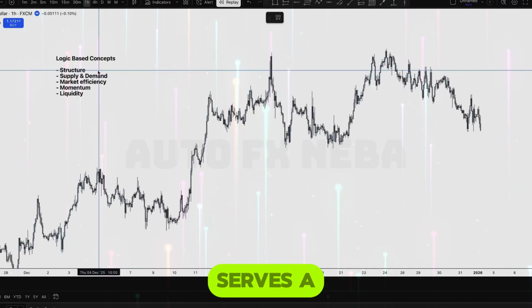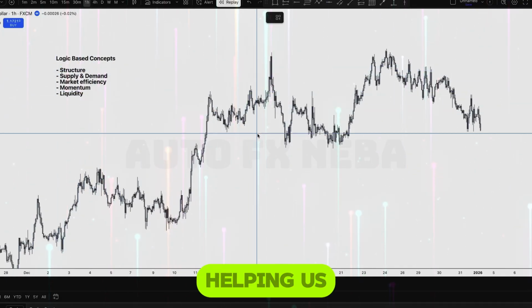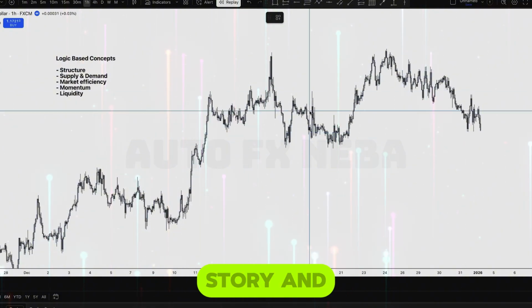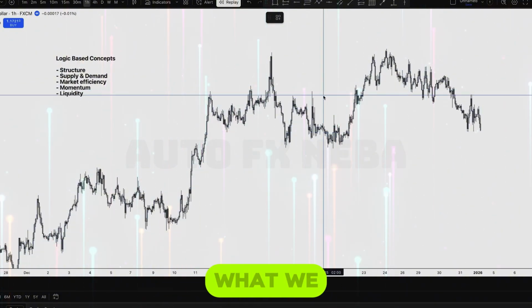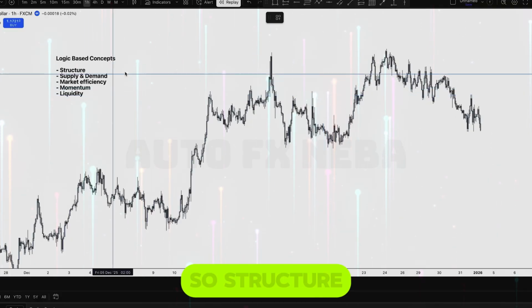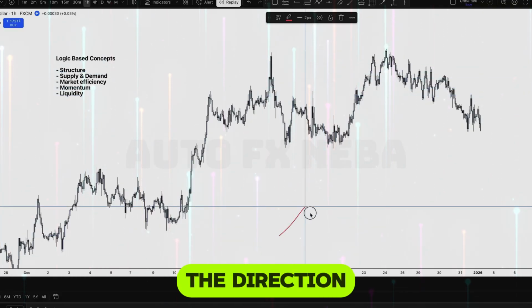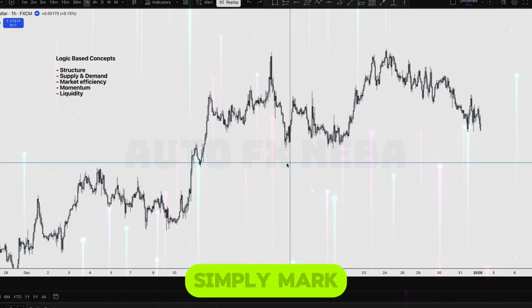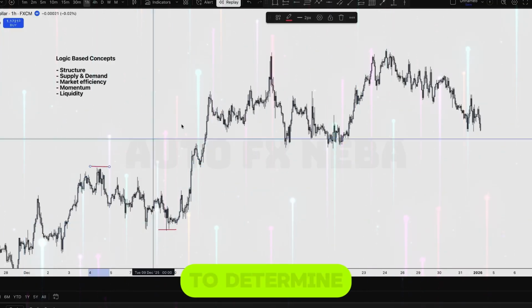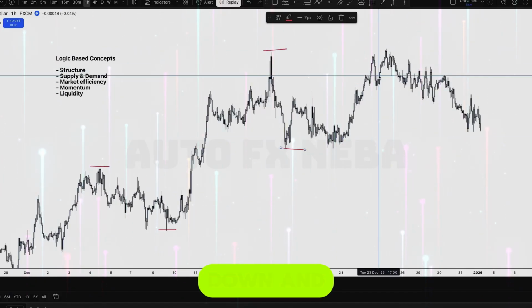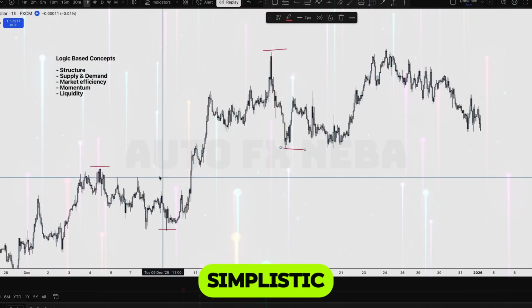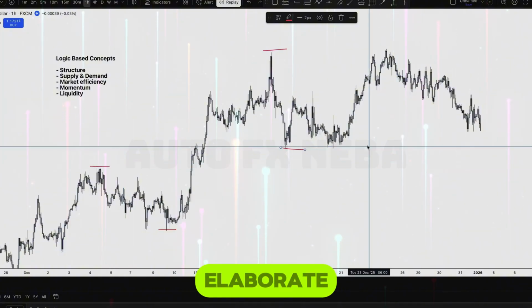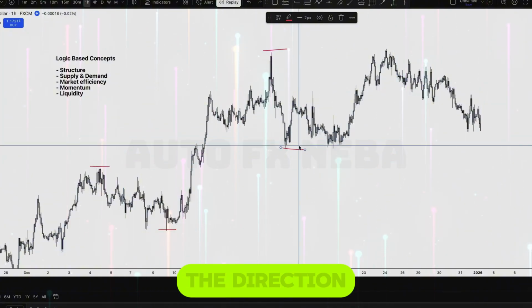Each of these concepts serves a purpose in helping us to determine our overall story and narrative for the market, which is what we use to then take good trades. So structure refers to the direction the market is trading in, and we use high and low structure. We simply mark the lows and the highs in the market to determine whether it's going up or down. It's very simplistic, but there's a lot to it and it does get pretty elaborate, a way for us to analyze the direction of the market.